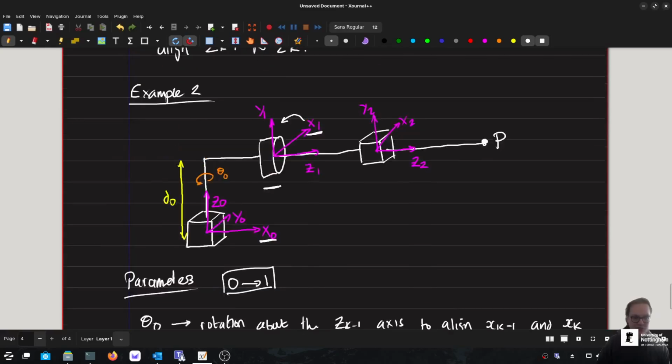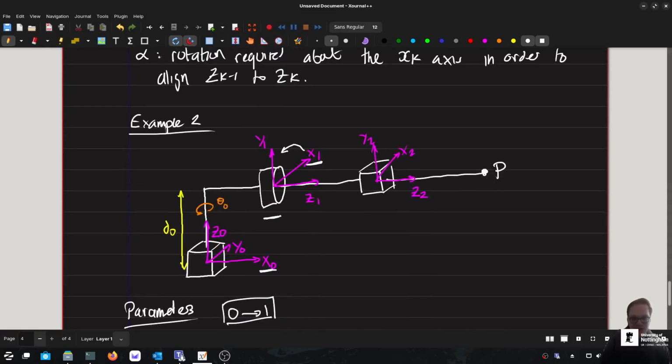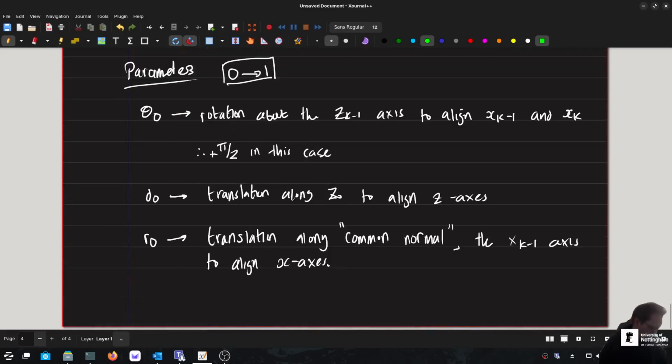Okay, so we go back to our diagram here. Well, you can see that, of course, we're assuming that the rotation has already occurred to align the x-axes. But to properly align them, we need to go along the x0 axis in order to fully align. So that would be our r0 over here. Again, we haven't specified a variable, so we'll just say that that's what r0 is.